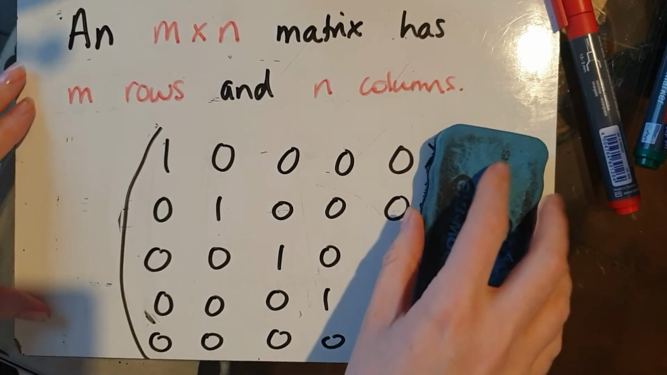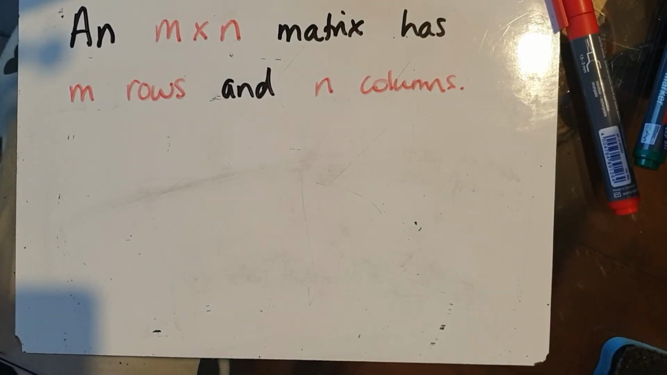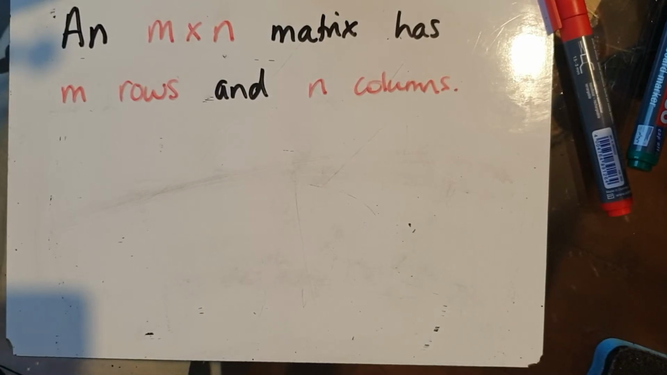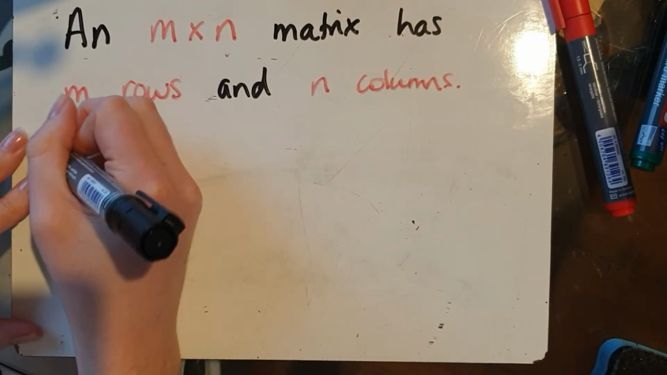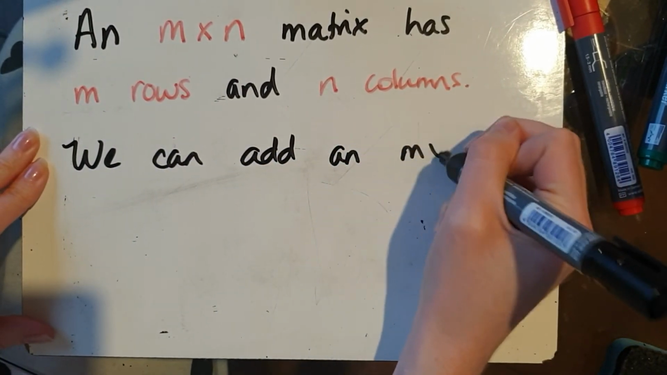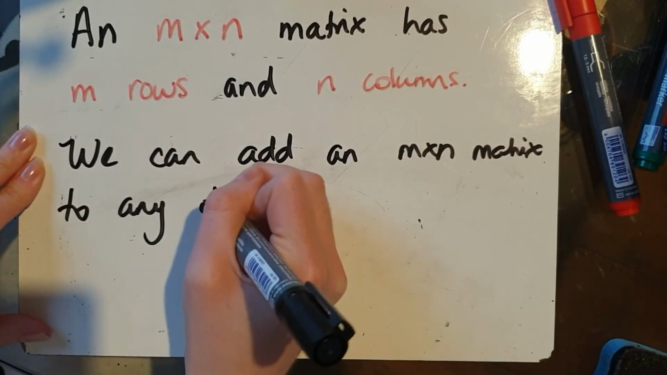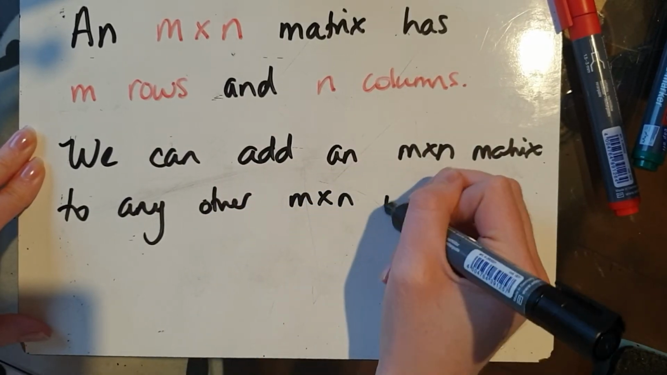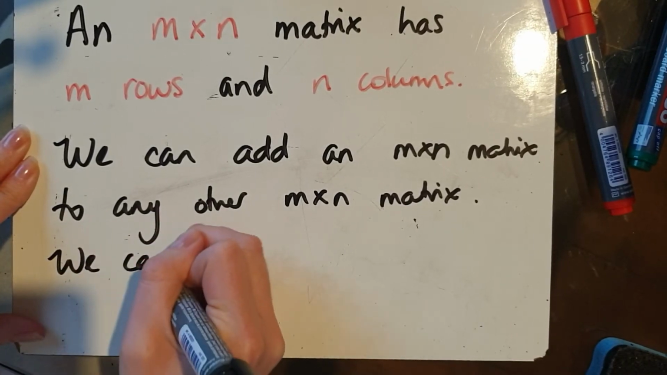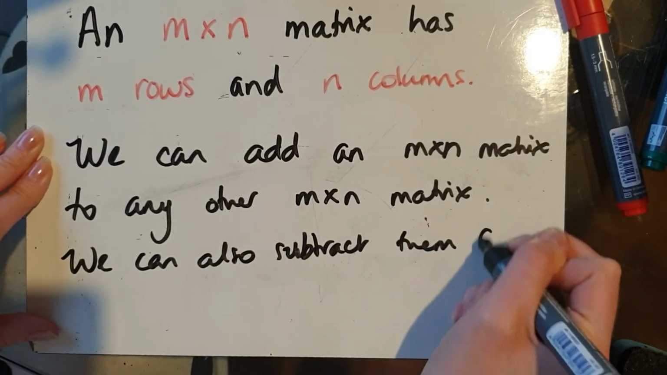If two matrices have the same number of rows as each other and the same number of columns as each other, we can add them together or we can subtract one from the other. So we can add an m by n matrix to any other m by n matrix. We can also subtract them from each other.